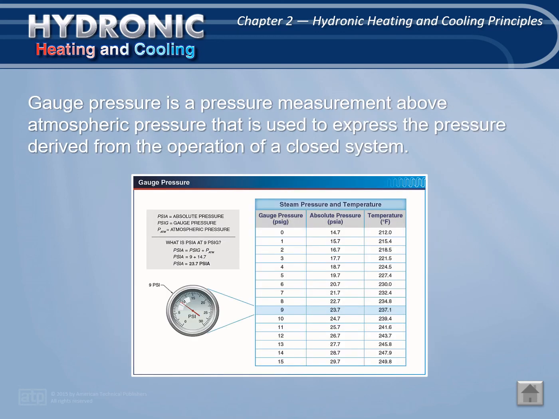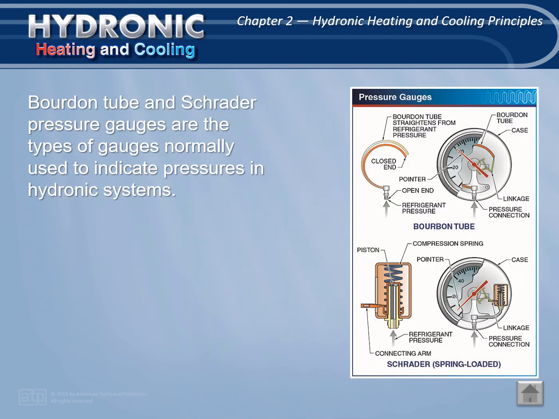Gauge pressure is a pressure measurement above atmospheric pressure that is used to express the pressure derived from the operations of a closed system. Since gauge pressure does not include atmospheric pressure, 0 psig is equal to 14.7 psia. Absolute pressure is any pressure above a perfect vacuum, 0 psia. Absolute pressure is the sum of gauge pressure plus atmospheric pressure and is measured in pounds per square inch absolute, or psia.